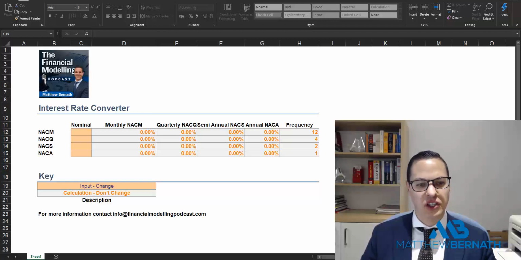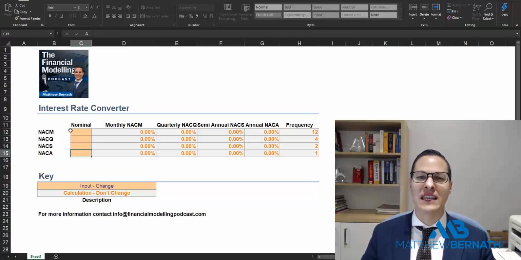So if you have a look at the interest rate converter file over here, what you can see is that there are four different potential inputs. We can either input the rate that is nominal annual compounded monthly, nominal annual compounded quarterly, nominal annual compounded semi-annually, or nominal annual compounded annually. And we're going to see how an annual interest rate is actually quite different to a quarterly compounding interest rate.